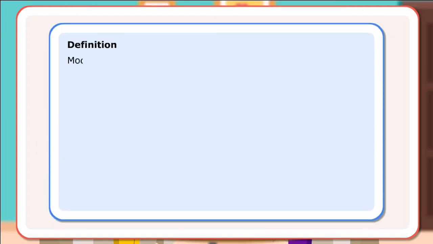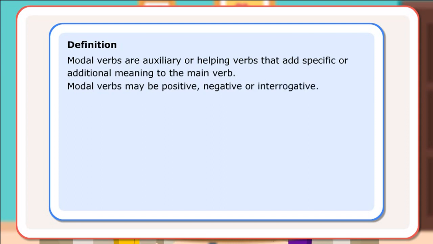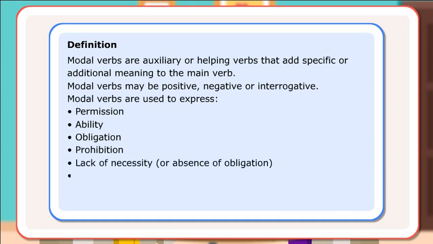Definition. Modal verbs are auxiliary or helping verbs that add specific or additional meaning to the main verb. Modal verbs may be positive, negative, or interrogative. Modal verbs are used to express permission, ability, obligation, prohibition, lack of necessity or absence of obligation, advice, possibility, probability, or speculation.